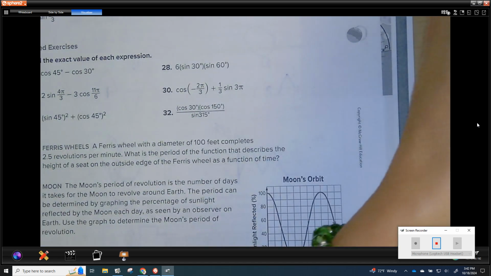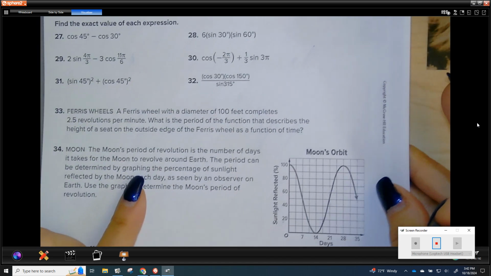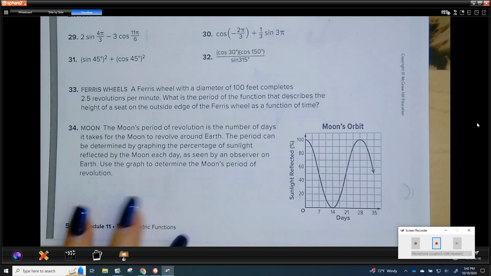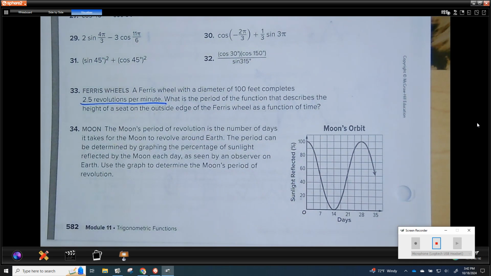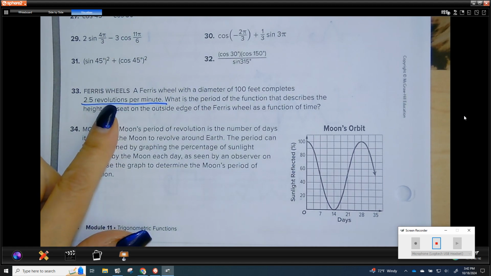The next one we did was the moon. Oh, we did the Ferris wheel. So, a Ferris wheel with a diameter of 100 completes 2.5 revolutions per minute. What is the period of the function, as described by the height of the seat on the outside edge of the Ferris wheel as a function of time? So, this is just like that other one that we divided.